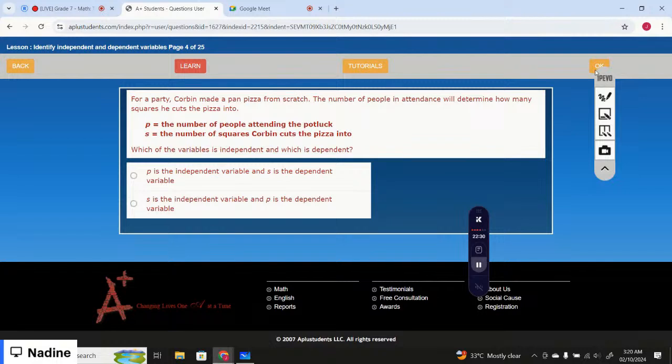Okay, for a party, Corbin made a pan pizza from scratch. The number of people in attendance will determine how many squares he cuts the pizza into. P equals the number of people attending the potluck and S equals the number of squares Corbin cuts the pizza into. Which of the variables is independent and which is dependent?